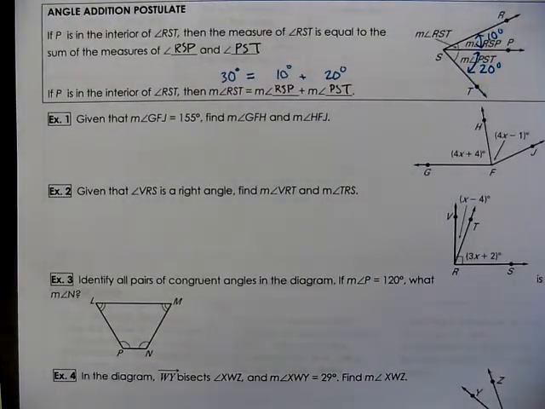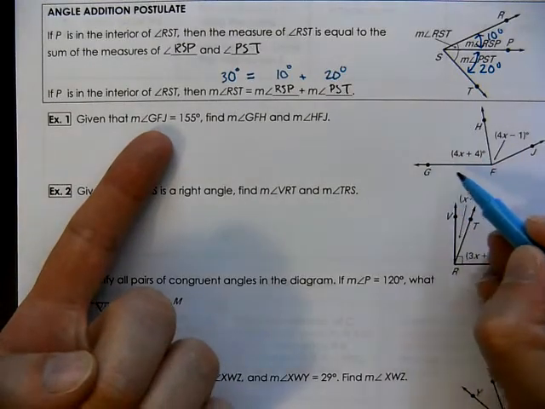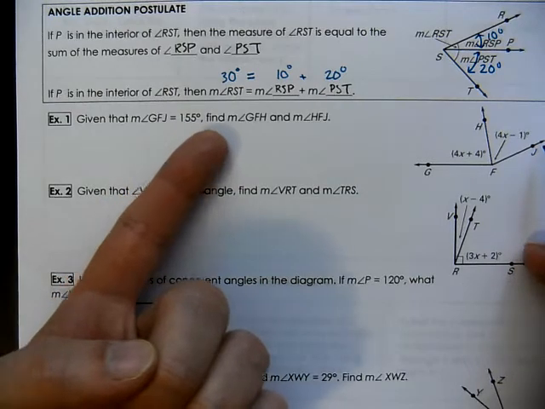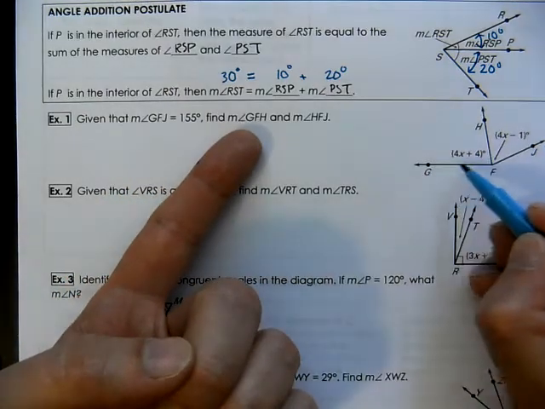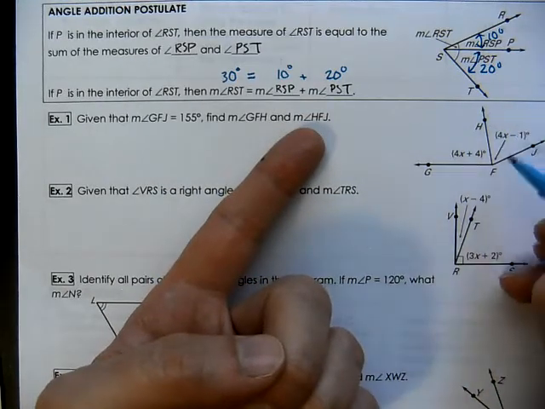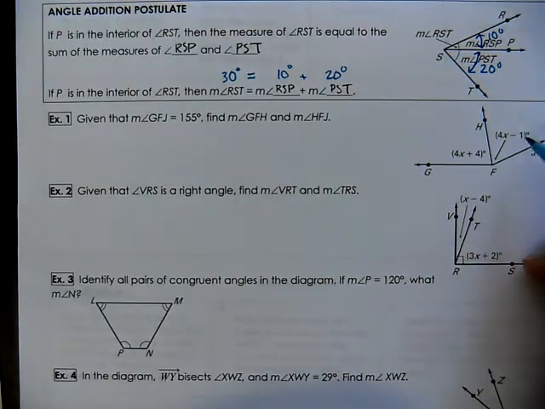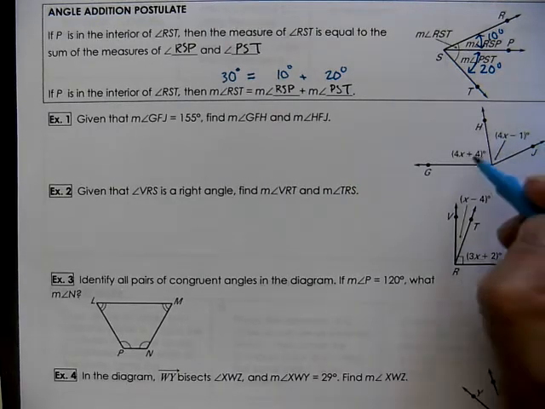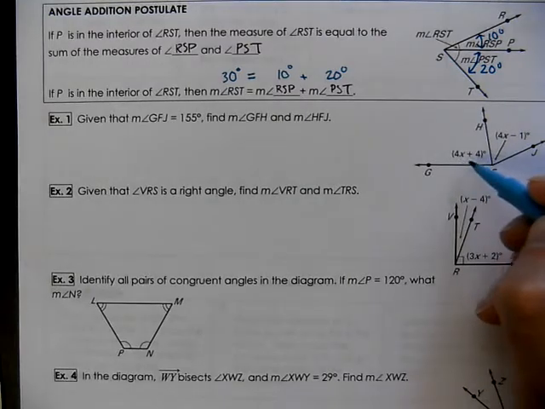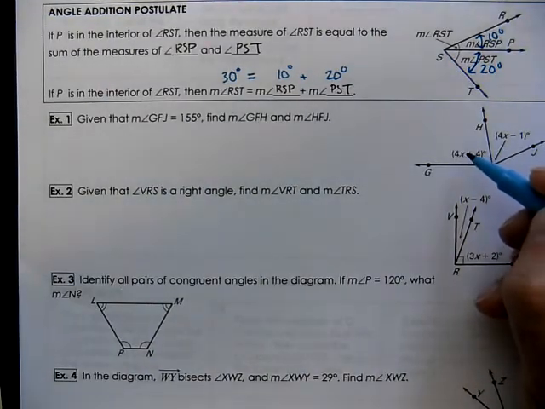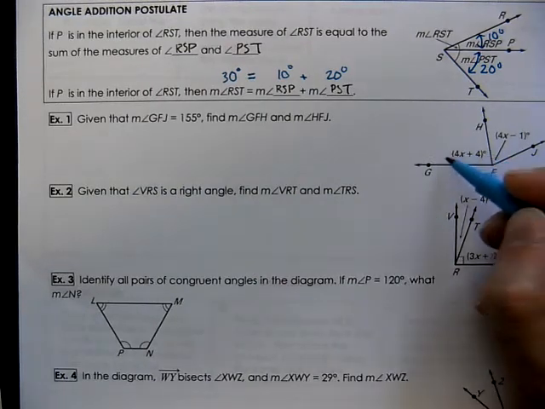Here in example 1 it says, given that the measure of angle GFJ, that's the big one, is 155 degrees, then let's find the measure of angle GFH and the measure of angle HFJ. So you'll recognize in the diagram that the information they're giving us is not just a number but an expression. This angle on the right is represented by 4x minus 1. The angle on the left is represented by 4x plus 4. That means we have to first solve for x and then plug that number back in to get the size of the angle.